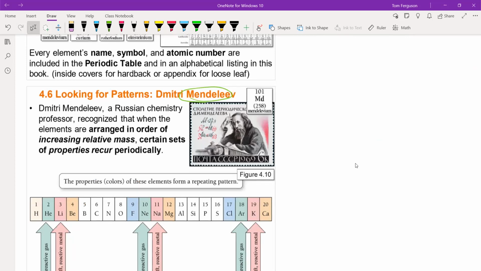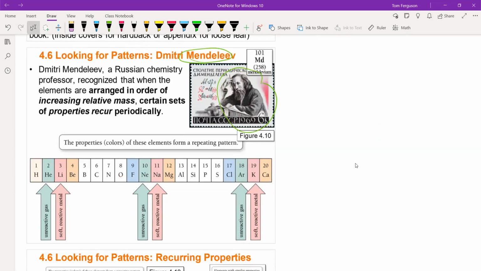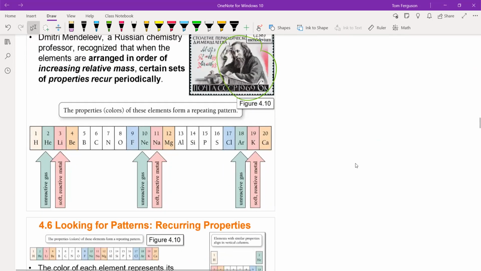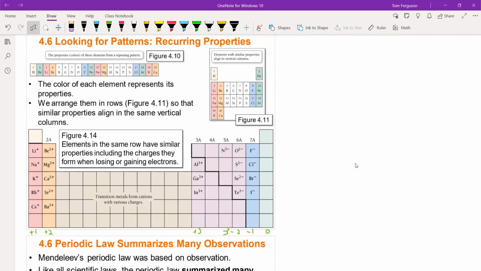Here is what Mendeleev looked like. And this is kind of what I was going through before, where the elements that had repeating chemical characteristics were grouped together. Another thing in these chemical characteristics is the formation of an ion.